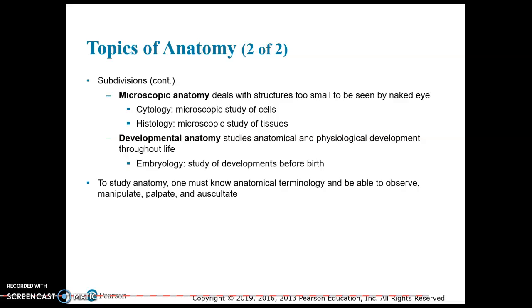And then there are some terms here I want to make sure you know. To study anatomy, one must know anatomical terminology and be able to observe, manipulate, palpate, which means to touch, and that's what the phlebotomist again was doing whenever she was palpating to find my vein. And then auscultate is going to be listening, like listening to heart sounds.